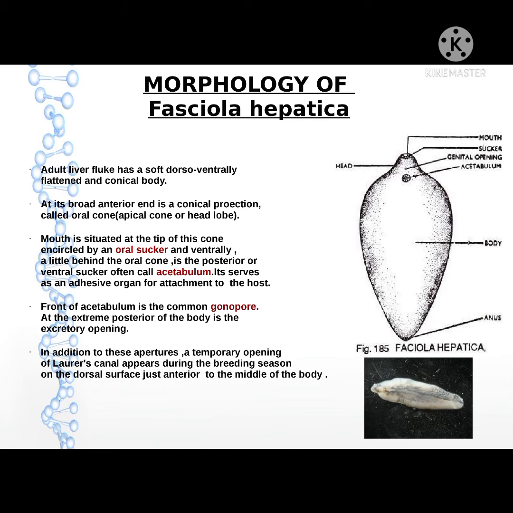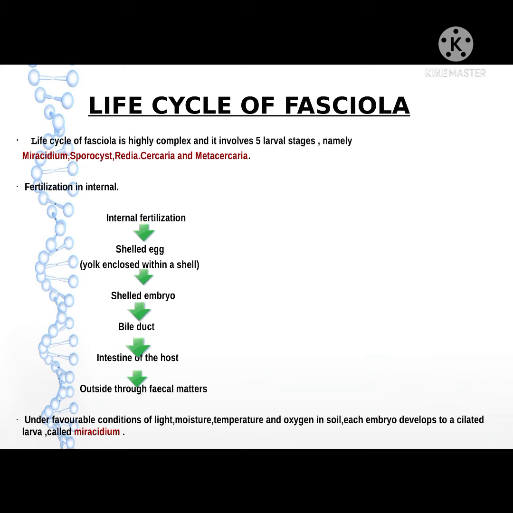In front of the acetabulum is a common gonopore. At the extreme posterior of the body is the excretory pore opening. In addition to these apertures, a temporary opening of Laurer's canal appears during the breeding season on the dorsal surface just anterior to the middle of the body.